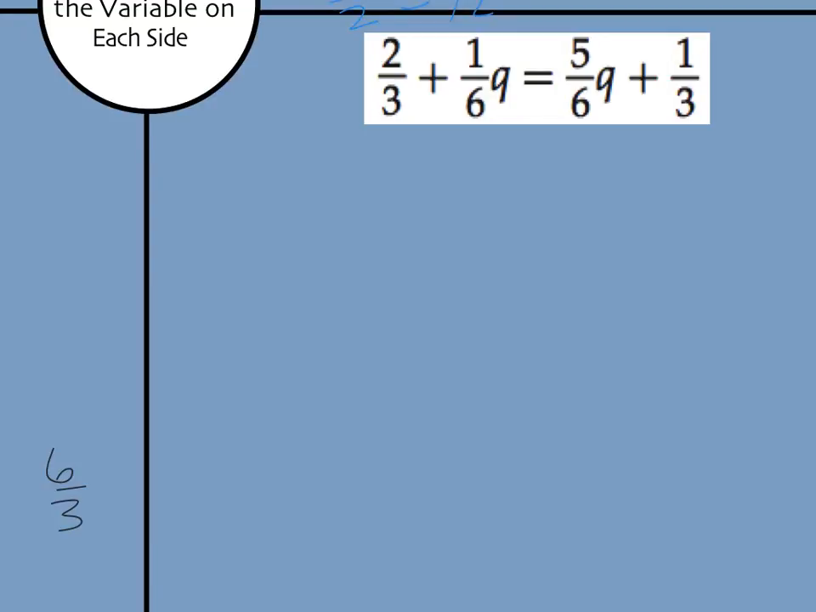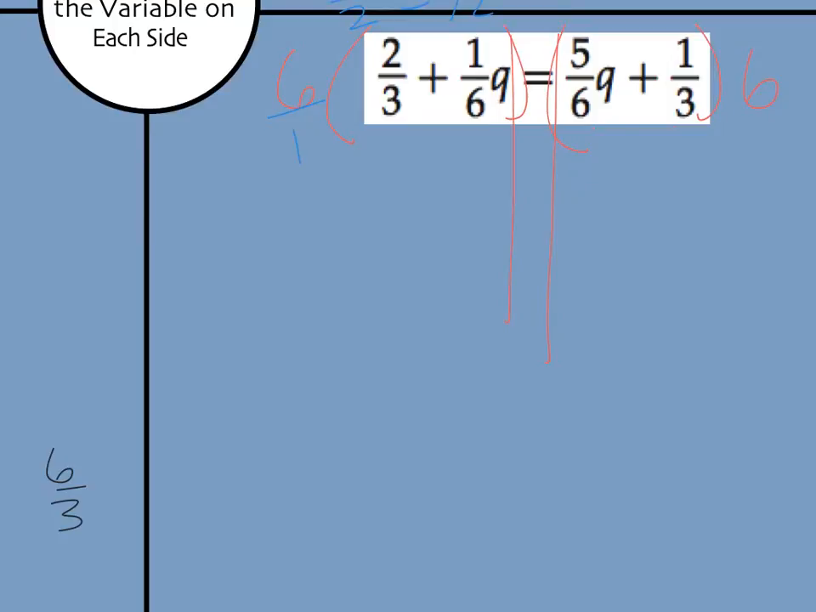The trick that we talked about the other day is to get rid of a fraction, you can multiply by the denominator. Notice here we have denominators of 3 and 6. If I multiply by 3, that's not going to get rid of 6. But if I multiply by 6, it will. So if I multiply this whole thing by 6, I also have to multiply the other side by 6. It's like it's 6 over 1.